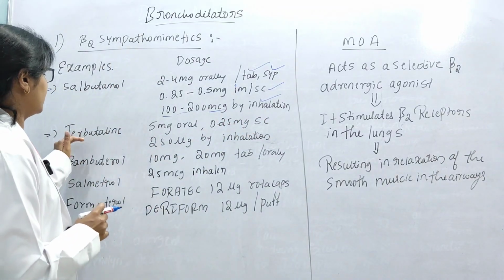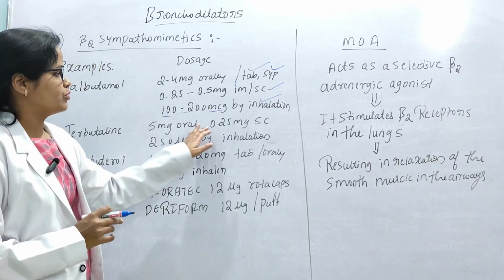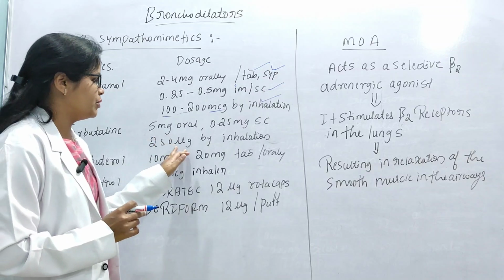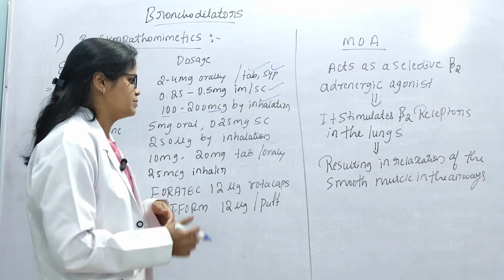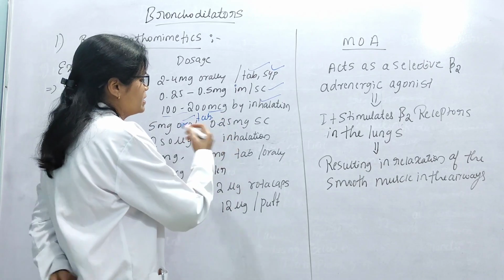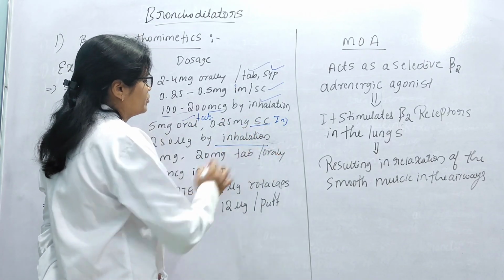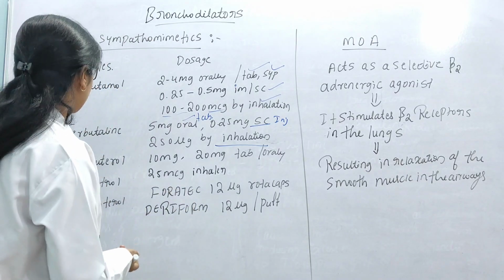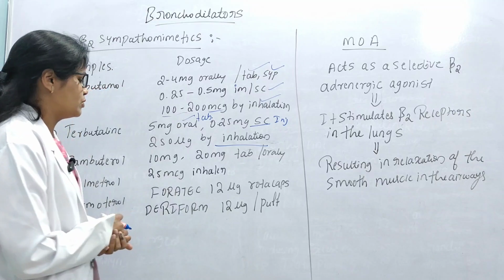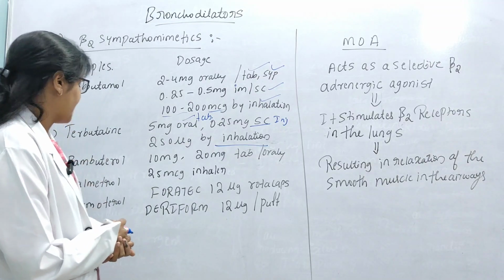Next, terbutaline. The dosage of terbutaline is 5 mg orally, 0.25 mg subcutaneous, and 250 mcg by inhalation, which means it is available in the form of tablet, injection, and inhaler. Next is bambuterol. The dosage of this drug is 10 mg to 20 mg tablet orally.